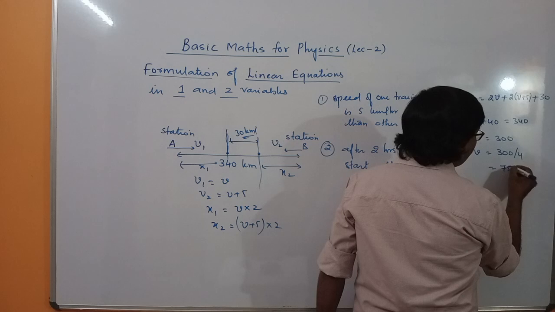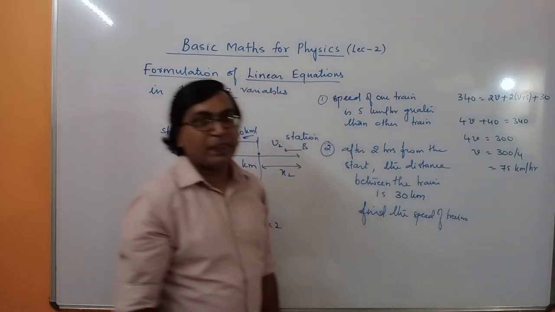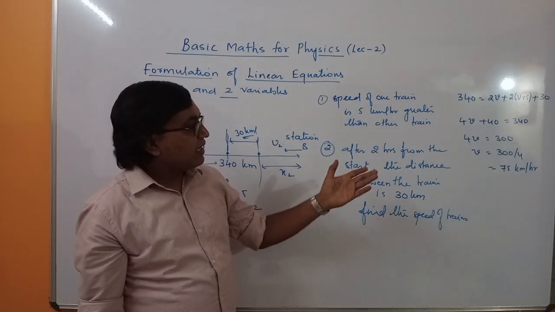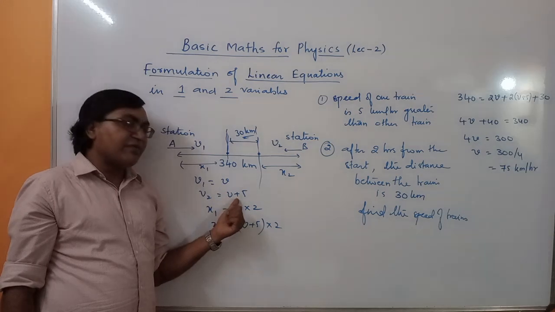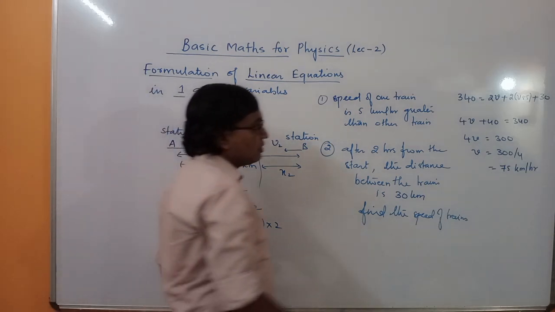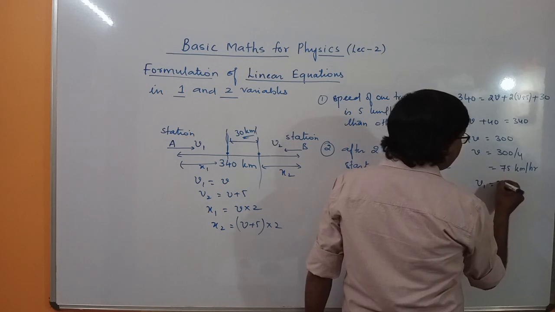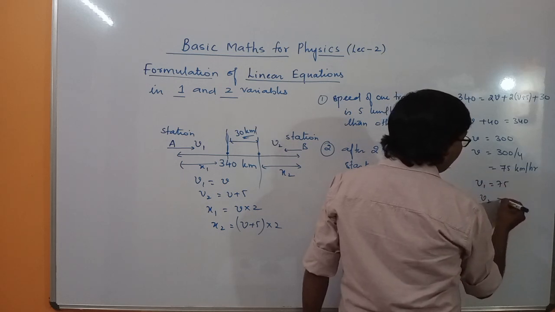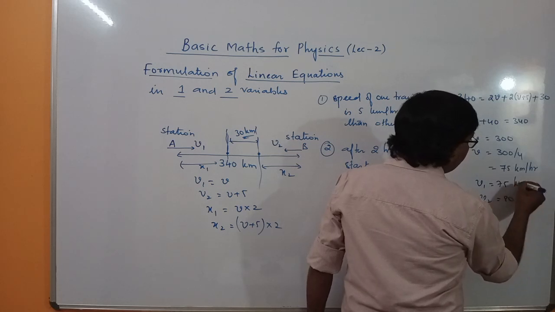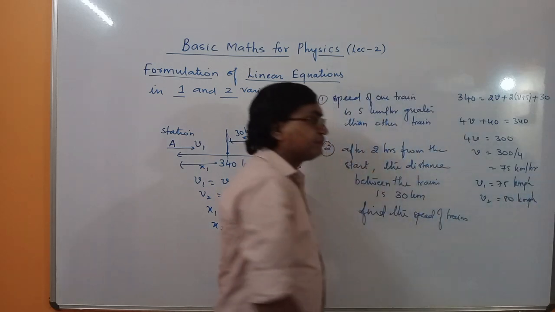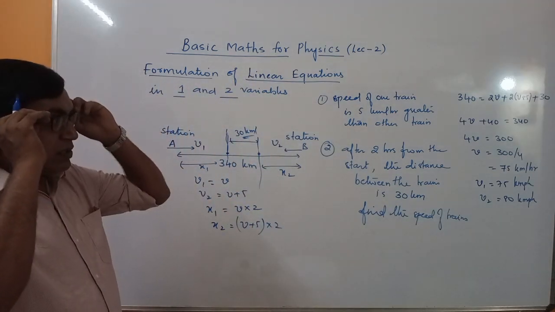So the velocity of one train is 75 kilometer per hour. Then the velocity of the other train: V is the velocity of this train, and the second train we considered as V plus 5. So V1 is 75 and V2 will be 80 kilometer per hour. Okay?